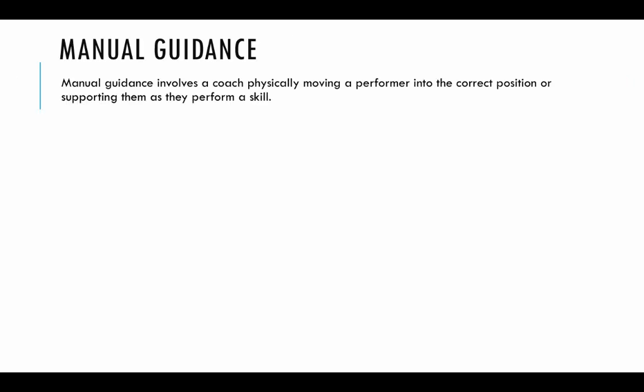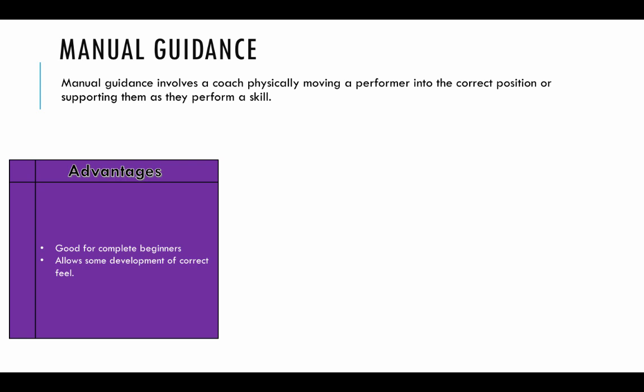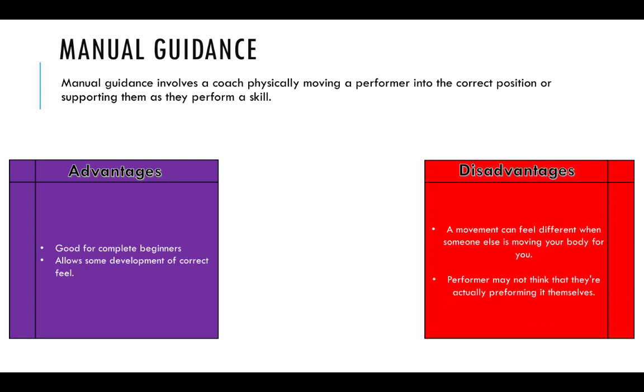Manual guidance. Manual guidance involves a coach physically moving a performer into the correct position or supporting them as they perform a skill. Some advantages of this type of guidance: it's good for complete beginners. It allows some development of correct feeling. Some disadvantages: a movement can feel different when someone else is moving your body for you. Performer may not think that they are actually performing it themselves.